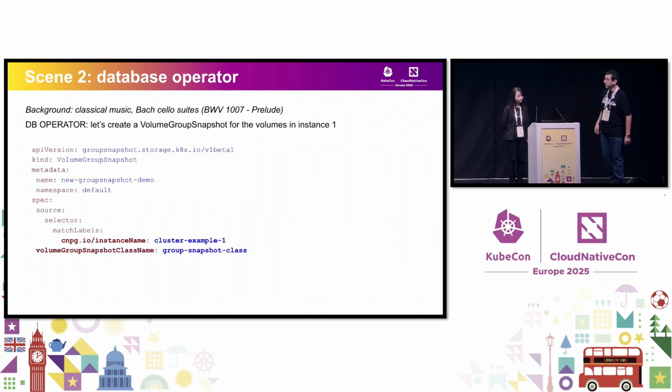And the database operator, it is a quiet place. There's backup going on. Backup is perfection. Beautiful. What the database operator is doing is creating a volume group snapshot object. And look at that. We have the labels, the instance name label we have seen before. Isn't it beautiful? And we have the reference for the VolumeGroupSnapshotClass name. This comes from Act 1.